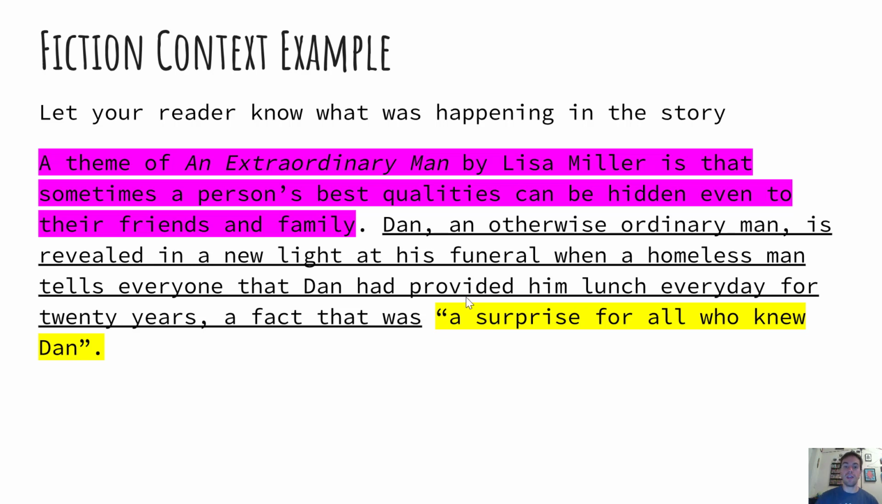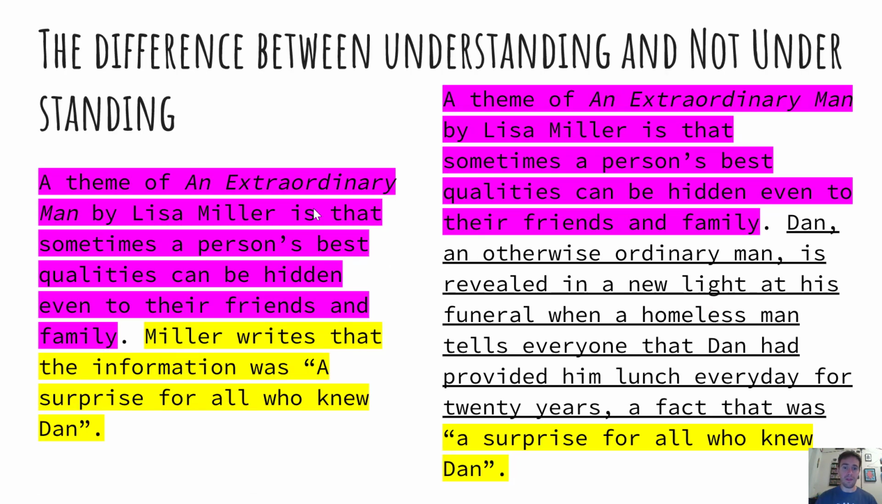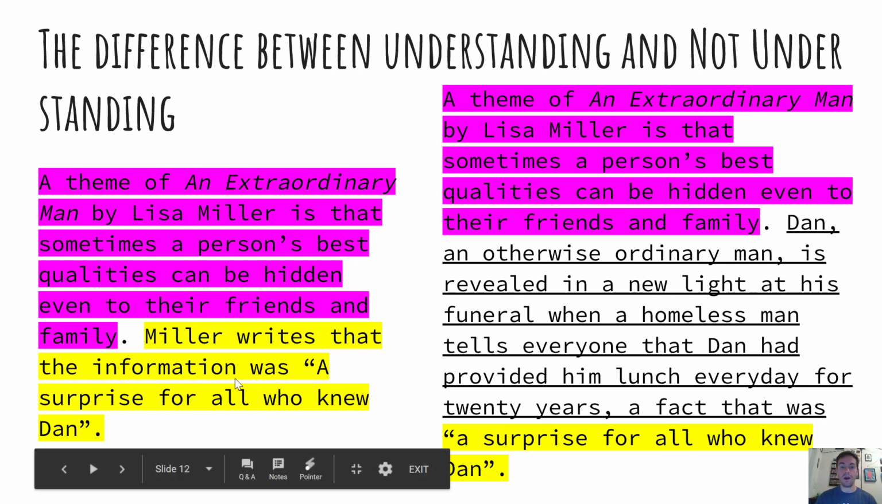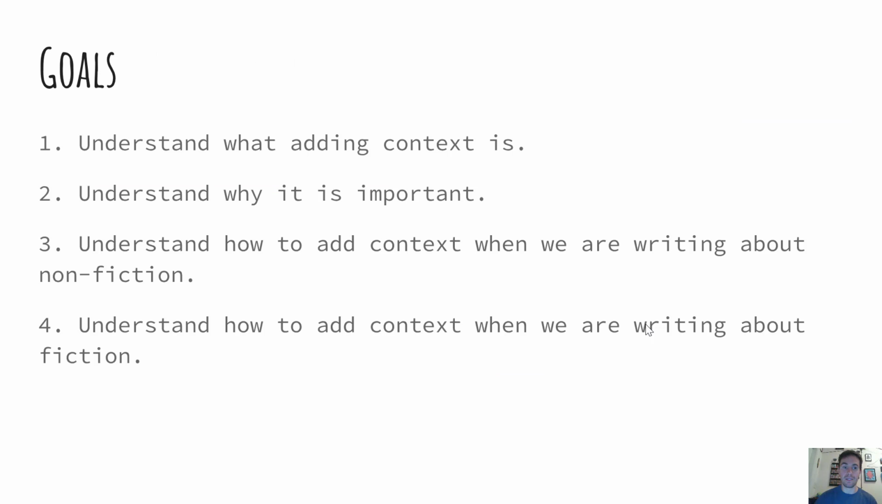All of a sudden we've switched. Now the reader knows what happened, what the surprise was. The surprise was that Dan's a great guy, and it now supports the point. So here we're just letting the reader know what the circumstance was that allowed the quote to happen. I'm hoping that you can see that in this example, when there was no context, the understanding the reader has of why this evidence matters is pretty weak. But when we add the context, it makes a lot more sense. So literally the difference between understanding and not understanding is the difference between having proper context and having improper context.